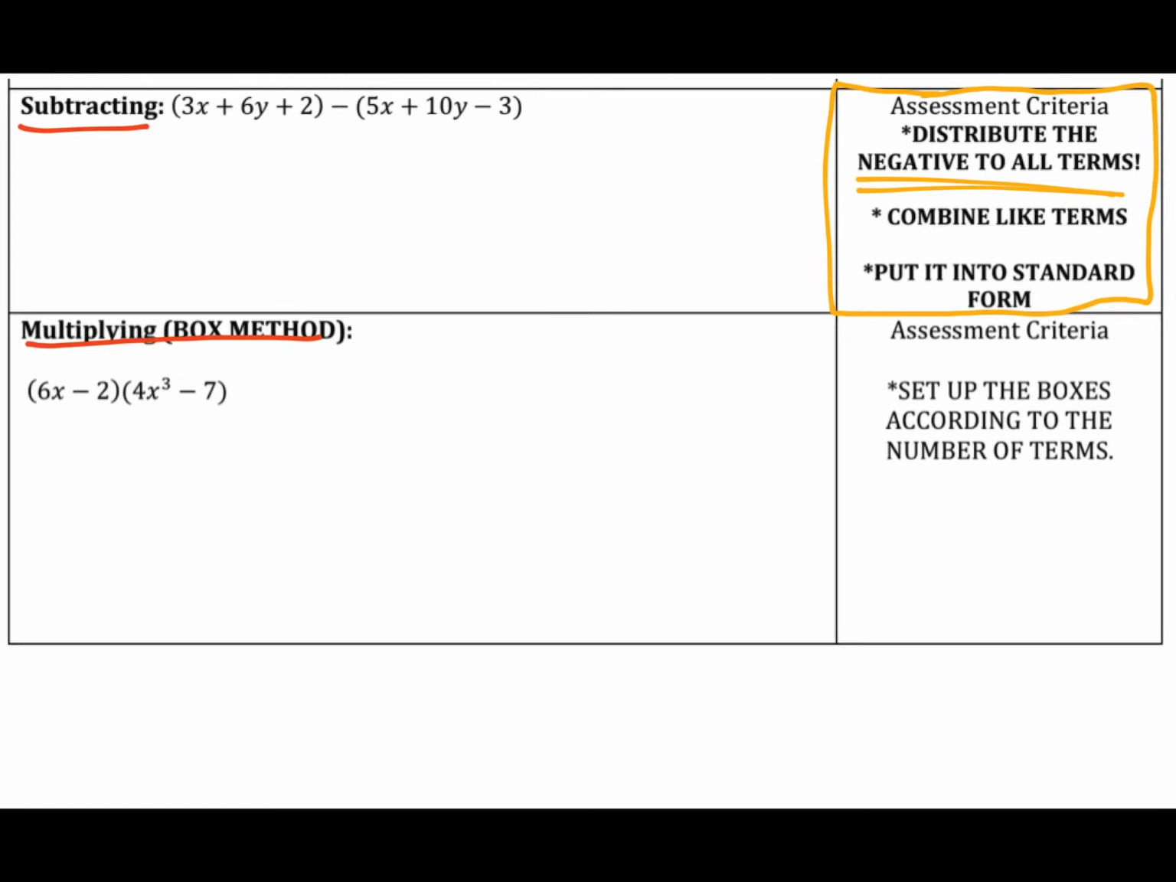So what's happening is we're taking our first expression and we're subtracting from that the second expression, which means we have to subtract the 5x, we have to subtract the 10y, and we also have to subtract the negative 3. So what happens? We start with our 3x, plus the 6y, plus 2. And we're going to subtract off each of those terms. We're going to subtract off the 5x, we're going to subtract off the 10y, and we're also going to be subtracting, remember, we're subtracting a negative 3.